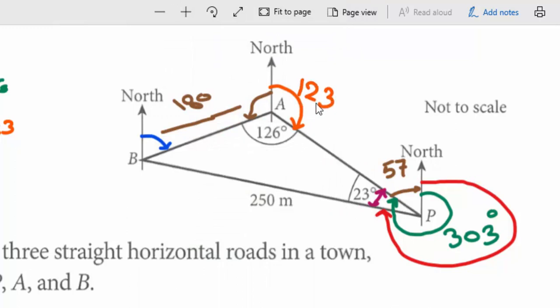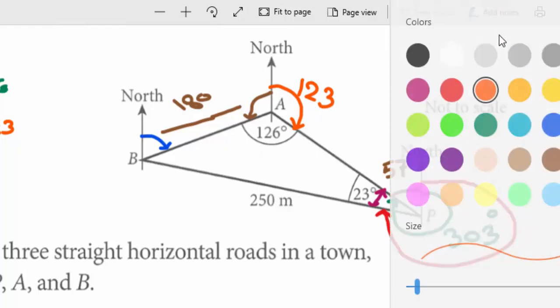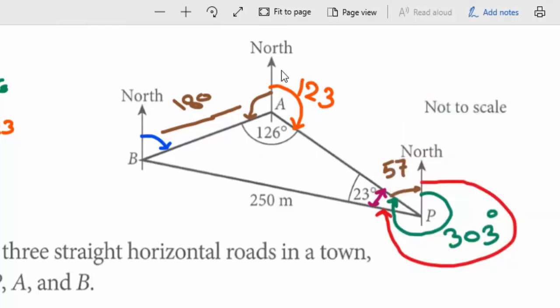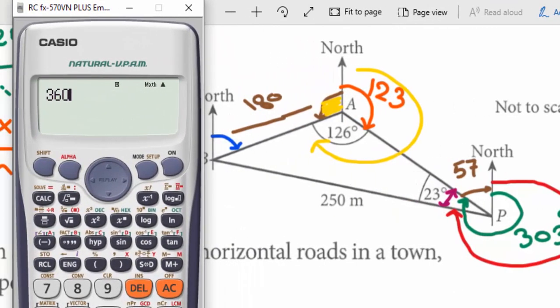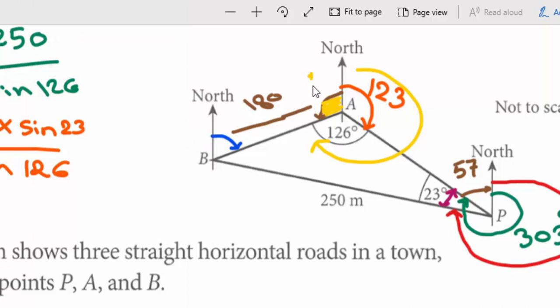Why do I need this? Because this angle with this one, these two angles together, will help me to find this missing angle here, and this missing angle helps me to find this bearing, because this angle with the bearing add up to 180. Now I have 123 plus 126 and an angle is missing, that all of them together complete 360. Then simply you can say 360 minus 126 minus 123, it's equal to 111 degrees.